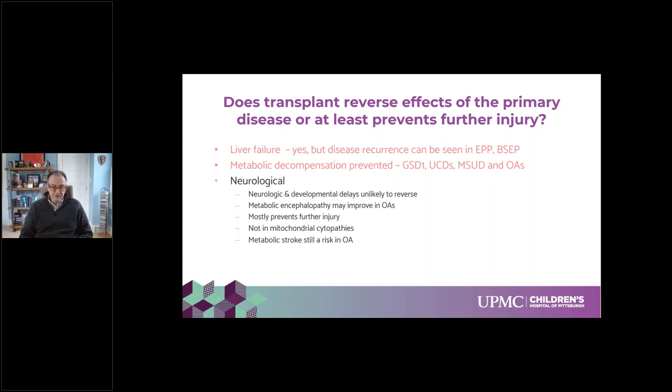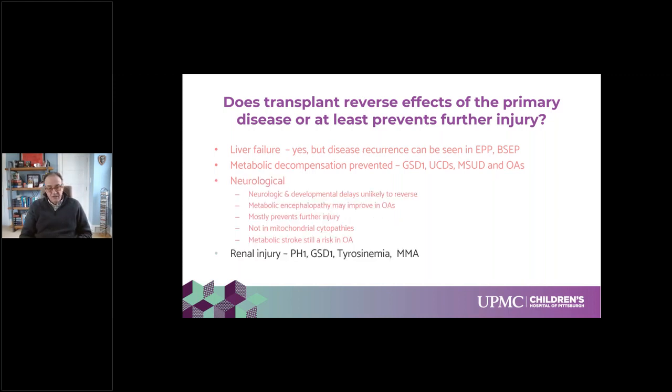Mostly they prevent further injury, but that's not always the case, as we mentioned in mitochondrial cytopathies. One other thing to consider in methylmalonic acidemia and propionic acidemia is metabolic stroke can still occur, presumably due to inherent neuronal metabolism of these amino acids and organic acids, rather than it being affected by the circulating level of metabolites.